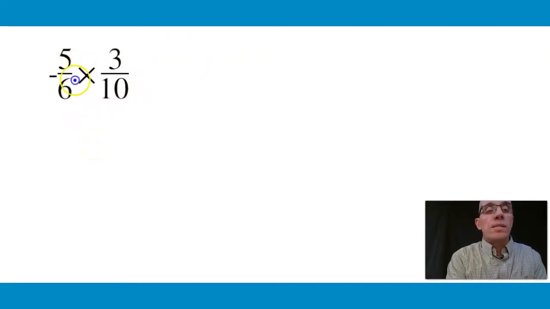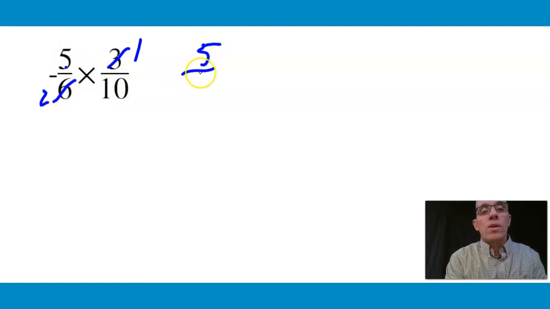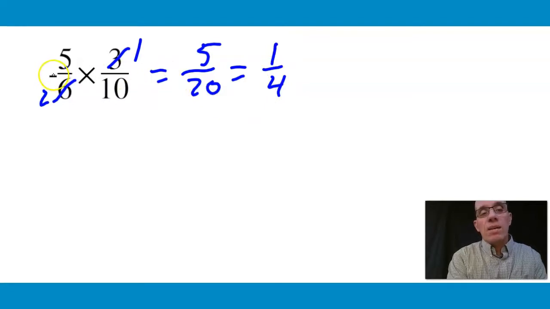But I recognize that 6 and 3 are both divisible by 3. 3 divided by 3 is 1. 6 divided by 3 is 2. So now 5 times 1 is 5. 2 times 10. Oh, there was another one I could have simplified a little bit more. So 5 and 20 are both divisible by 5, and that's going to give me 1/4. But I'm not done. Remember, I had that negative here. I had different signs in my original problem, so that gives me a negative answer here.